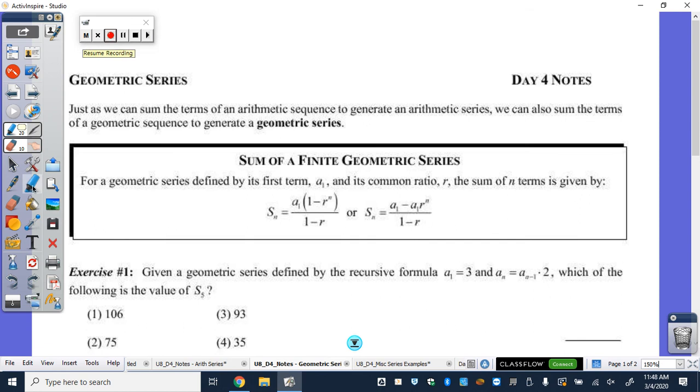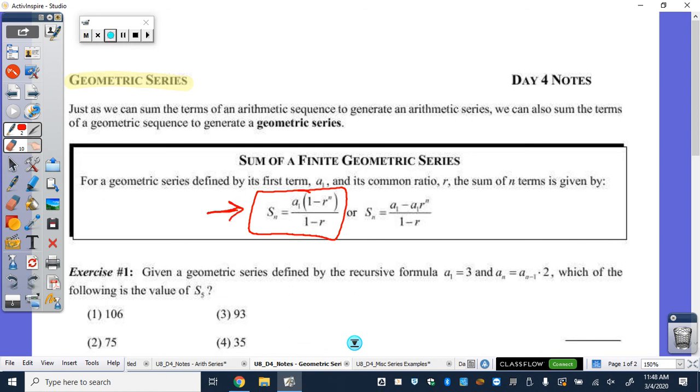All right, geometric series. Very similar to our arithmetic series. It just goes along with your geometric sequences. You're just adding up those geometric sequences. So our formula changes a little bit. This is the formula that you will be given on your reference sheet. So this is the one you're going to see.